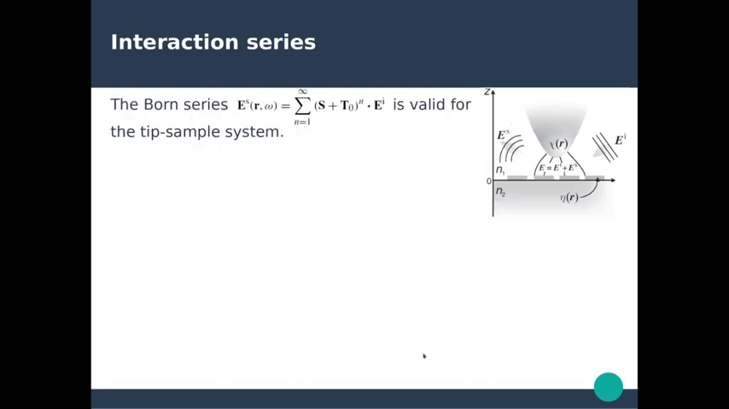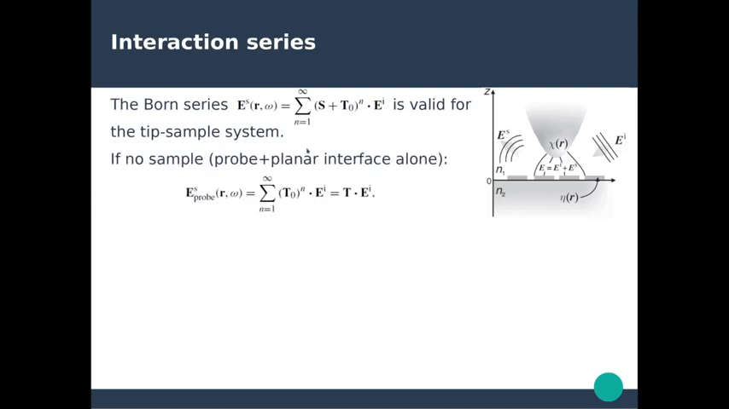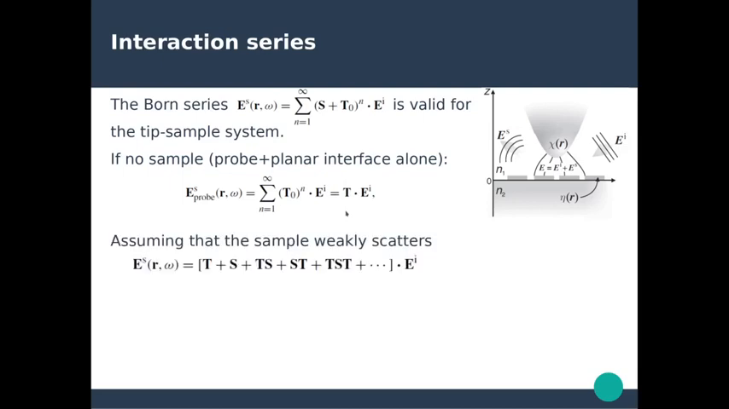So this Born series that we just described here is in fact valid only for the tip-sample system. If you remove the sample and have only the tip in the presence of this planar interface and the incident field, then you don't have this term coming from the scattering from the sample, and then you have this summation over the T terms that show up, and that's the total tip scattering background.